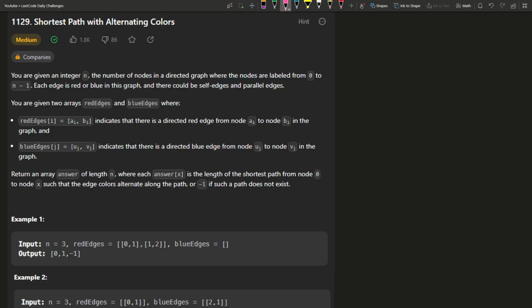Hi everyone. In this video, we are going to solve one more problem. The problem name is shortest path with alternating colors, and the problem number is 1129.